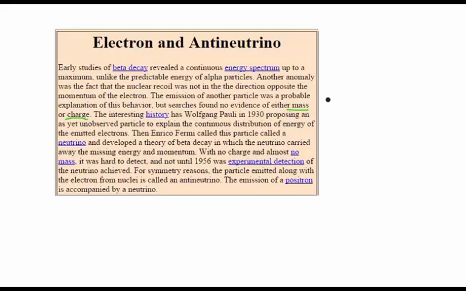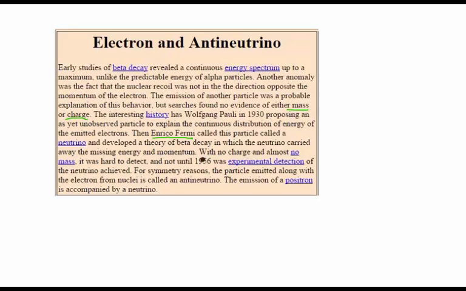Now because they said that there is a particle, but we didn't find any mass or charge because of charge conservation and mass conservation. So the interesting history has Wolfgang Pauli in 1930 proposing an as yet unobserved particle to explain the continuous distribution of energy of the emitted electrons. That he said that there is something, but we are not able to detect it. Then there was another scientist, Enrico Fermi, and he called this particle a neutrino and developed a theory of beta decay in which the neutrino carried away the missing energy and momentum. So this particle explained everything.